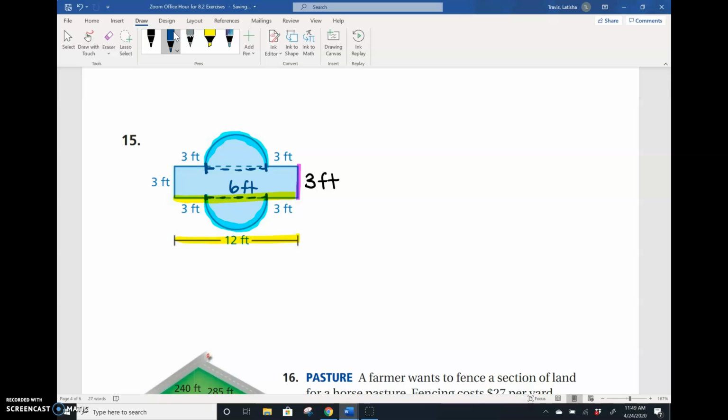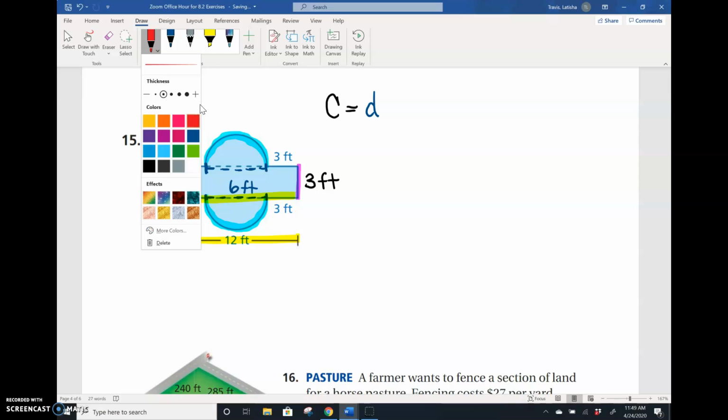Again, to see that, you have to think about all these 3 numbers. When you add them together, they need to equal 12. So we have 3 plus 6, which is 9, plus another 3, which is 12. So we know that dimension is 6 feet. That's the diameter. So we're going to use our circumference formula. Capital C for circumference equals, and this time we're going to use the diameter, D times pi.